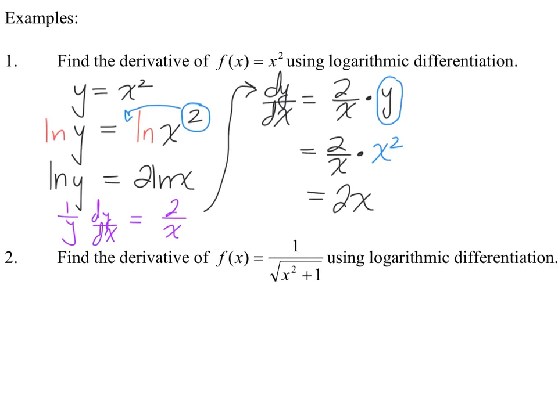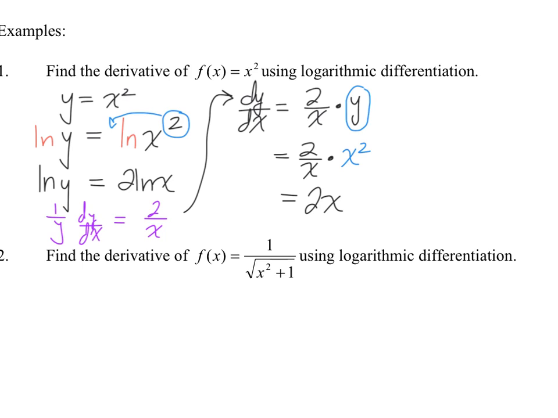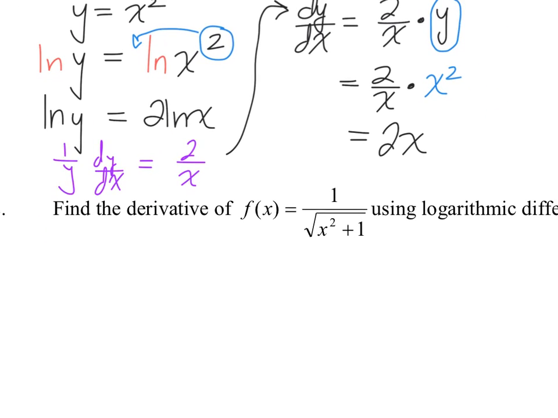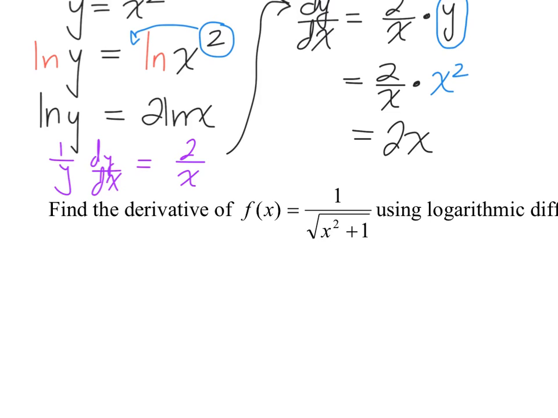Now let's apply it in a more challenging situation. So in number 2, we have something that would be quotient rule, or if we move up the radical, it would be chain rule. But if we do it with log differentiation, maybe it'll be easier. Maybe it won't. But it's the maybe that allows for hope.